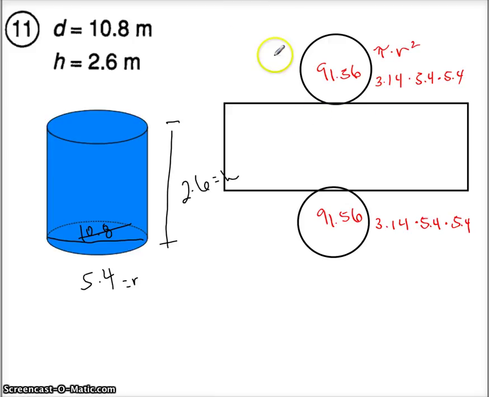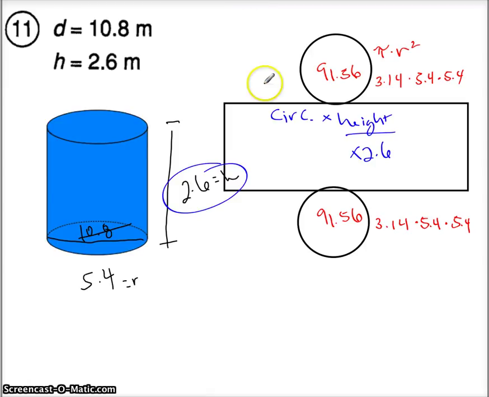Now this lateral surface area is going to be circumference times height. Okay, now we only have one of those items so far. We only have the height. So we got to find the circumference. So this is going to be times 2.6 because that's the height. Circumference is pi times 2 times radius. This is diameter to radius. So I like the radius because I can use it for both. I can't use the diameter for both.